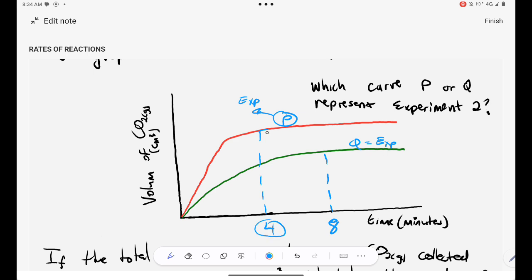Are you together? Whenever your graph of formation starts to be flat, that simply means that your reaction has reached completion. There are no more products being formed. But it took the other curve 8 minutes to reach completion. The one that takes more time to reach completion is the one that has the lowest rate of reaction. The one that takes the smallest amount of time to reach completion is the one that has the highest rate of reaction. Are you together?